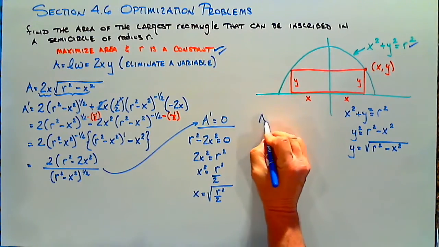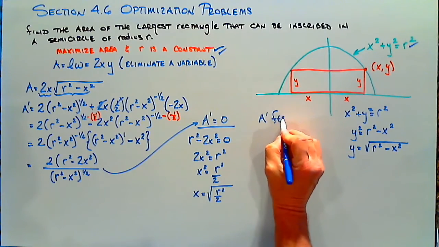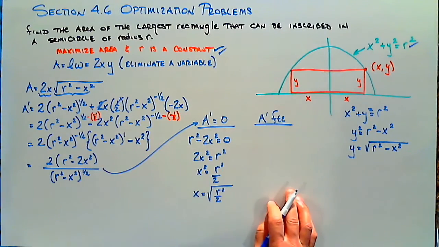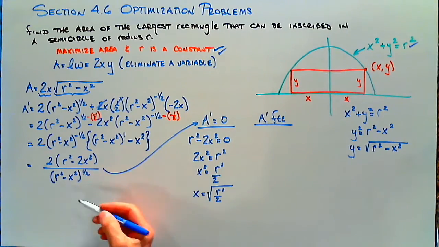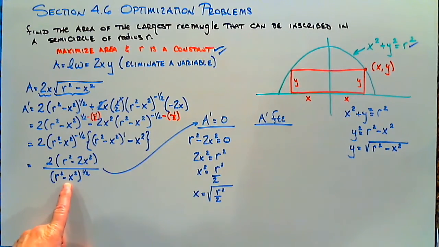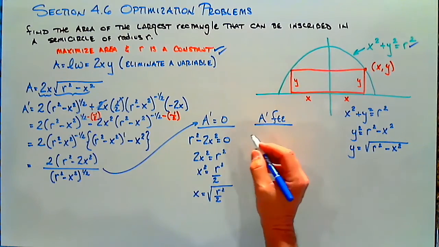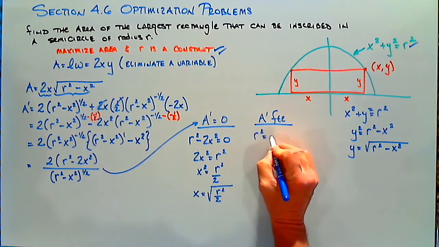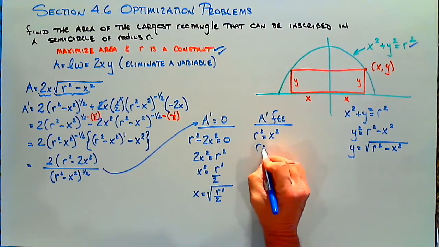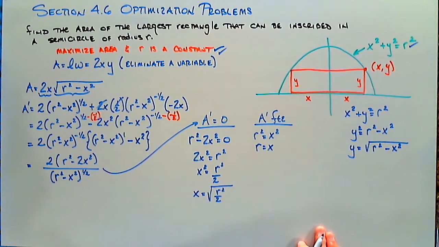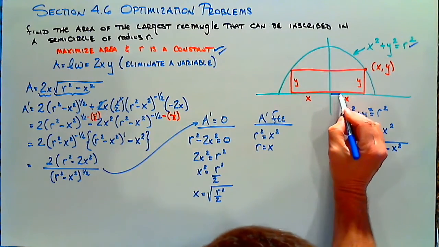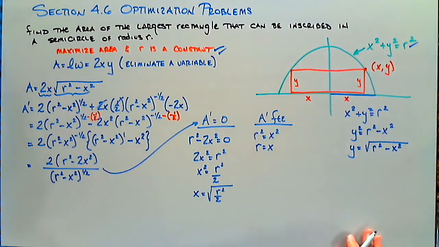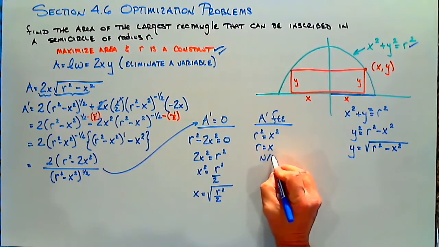The other option, of course, is to figure out when a prime fails to exist. We do have a fraction, and since we have a fraction, we can think to ourselves, well, Kevin, that fails to exist when the denominator is 0. So the denominator is going to be 0 when r squared is equal to x squared, which means r is going to equal x. Well, what does that mean? That means x would actually be equal to the radius. Well, if x is equal to the radius, we have no height. We don't have a rectangle. So this is an NA situation.